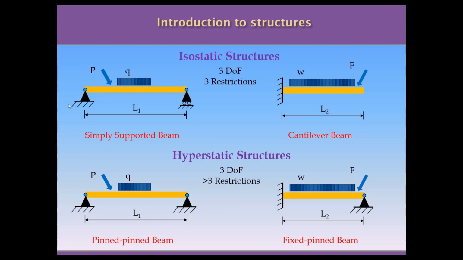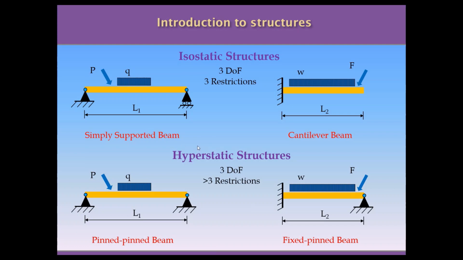But when we introduce this pin support that restricts the two movements, horizontal and vertical direction, plus the restriction in the vertical direction introduced by this roller, we make this structure fixed in the two-dimensional space, so isostatic. The same thing happens with the cantilever beam, where the fixed support is able to restrict at only one point the displacements in the horizontal direction, in the vertical direction, and any rotation of that cross section.